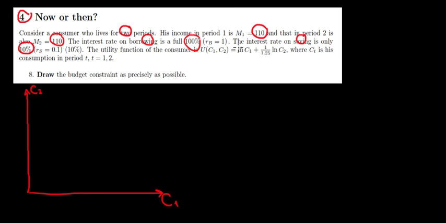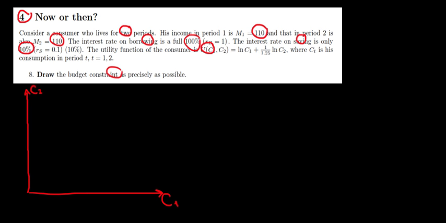Now we have the utility function given over here, and we have to draw the budget constraint. One thing to keep in mind is that we have different interest rates for borrowing and saving. So we'll have different slopes on the budget constraint, because recall, the slope of the budget constraint, which shows us how we can trade consumption in the future for consumption in the present, depends on the interest rate.